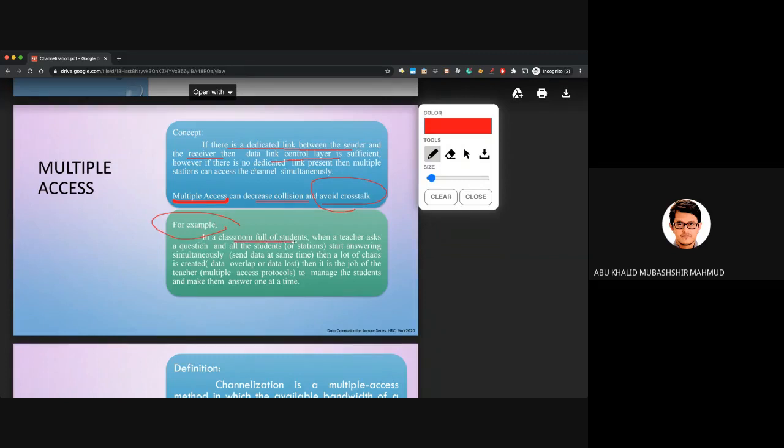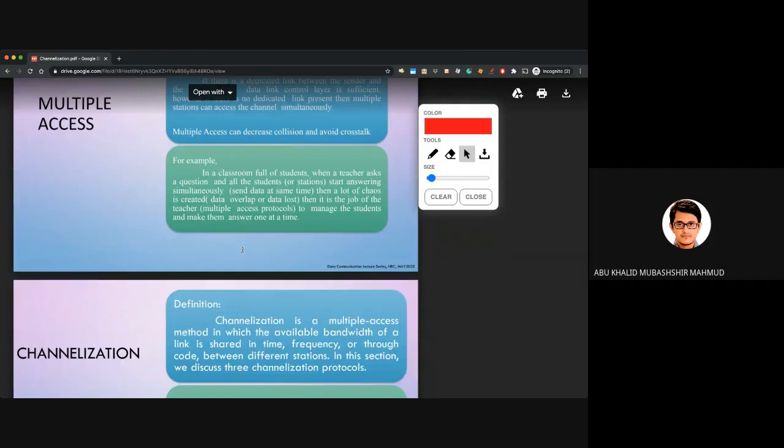In a classroom full of students, when a teacher asks a question and all the students, or stations, start answering simultaneously, then a lot of chaos is created. Data overlap, data loss, data corruption, etc. Everything is about data corruption. Then it is the job of the teacher, the multiple access protocol, to manage the students and make them answer one at a time. So this is why this multiple access is needed. So I hope you get that. So I will just move on forward.